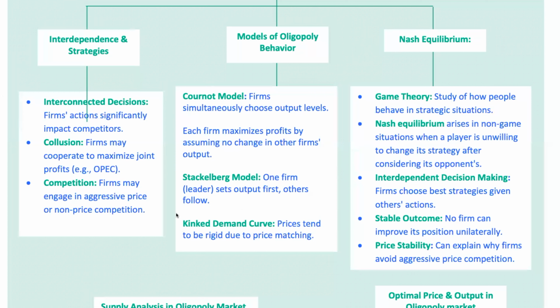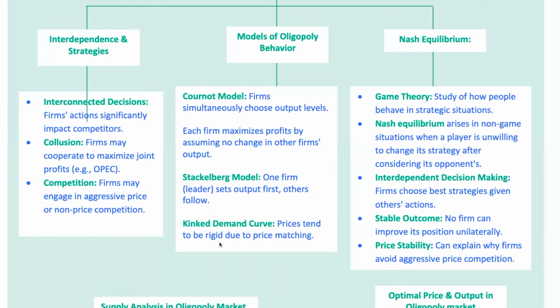its benefit. The kinked demand curve states that prices tend to be rigid because firms match price decreases but not increases. This model suggests that firms will follow competitors' price cuts but not price increases, leading to stable prices.